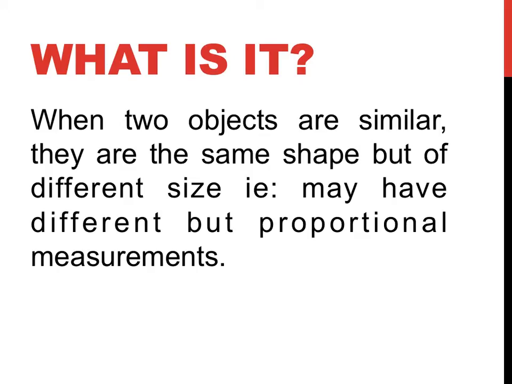Okay, when we look at two objects, when we say similar, what I'm trying to say is they might be of a different size, but they generally have the same shape. So they might be different, but the measurements are in the same proportion. So if one's 10, the other one's going to be 5. There's a proportion. The 10 one is double the size of the 5, if that makes sense. Let's have a look at some examples.